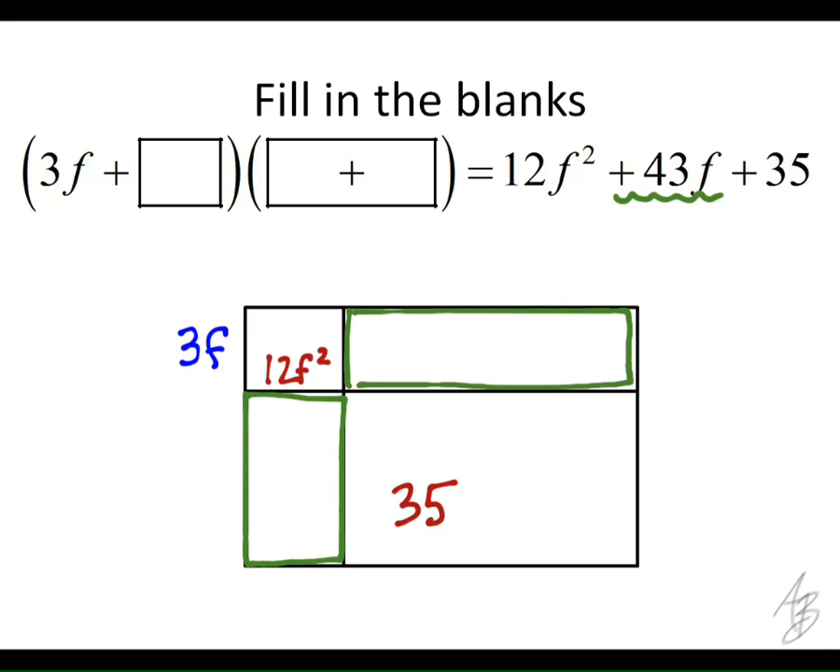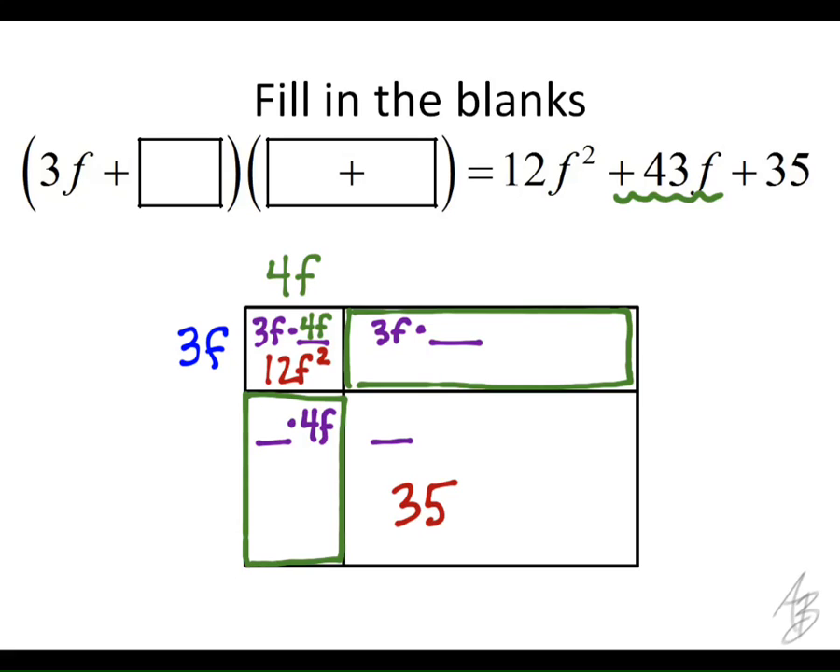I know that since this length right here is 3f, this rectangle is going to be 3f times something, and this rectangle is going to be 3f times something. And one of those I can figure out really easily. What's going to go right here? 4f, right? Because 3f times 4f is 12f squared. So that's going to be 4f. And that means that this is going to be 4f. And since this is 4f, I know that this rectangle is going to be something times 4f. So I'm making pretty good progress here.